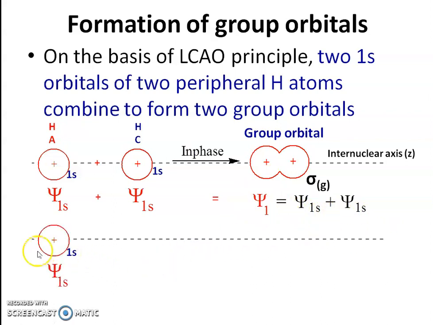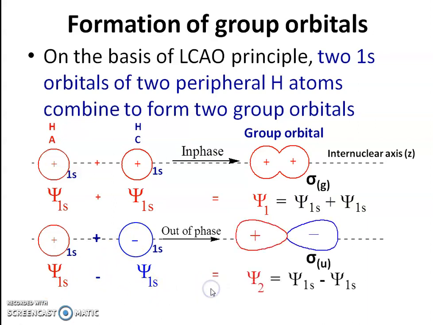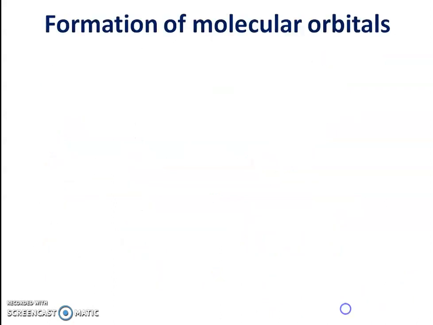In this way, hydrogen A may also contribute a 1s atomic orbital with positive sign wave function. It combines with the 1s atomic orbital of another hydrogen atom in an out-of-phase combination. So psi 1s minus psi 1s is an out-of-phase combination. It results in the formation of the psi 2 group orbital, and psi 2 is equal to psi 1s minus psi 1s. So this is about the formation of group orbitals.